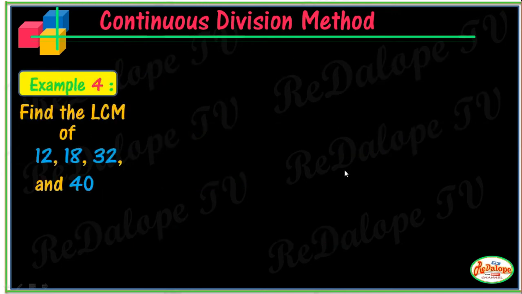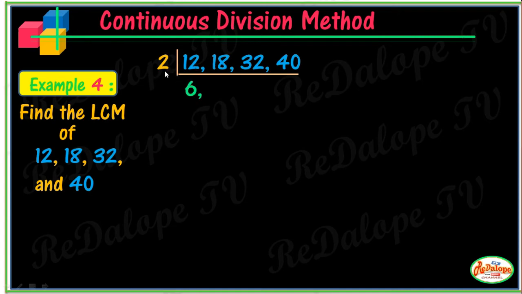For the last problem, we are given 4 numbers, 12, 18, 32, and 40, and we are required to find the LCM. Same procedure, we will write the given numbers horizontally or in a row. Now, kung mapapansin natin, 12, 18, 32, and 40 are exactly divisible by the first prime number 2. So 12 divided by 2, that is 6. 18 divided by 2, that's exactly 9. 32 divided by 2, that is 16. 40 divided by 2, that is 20.